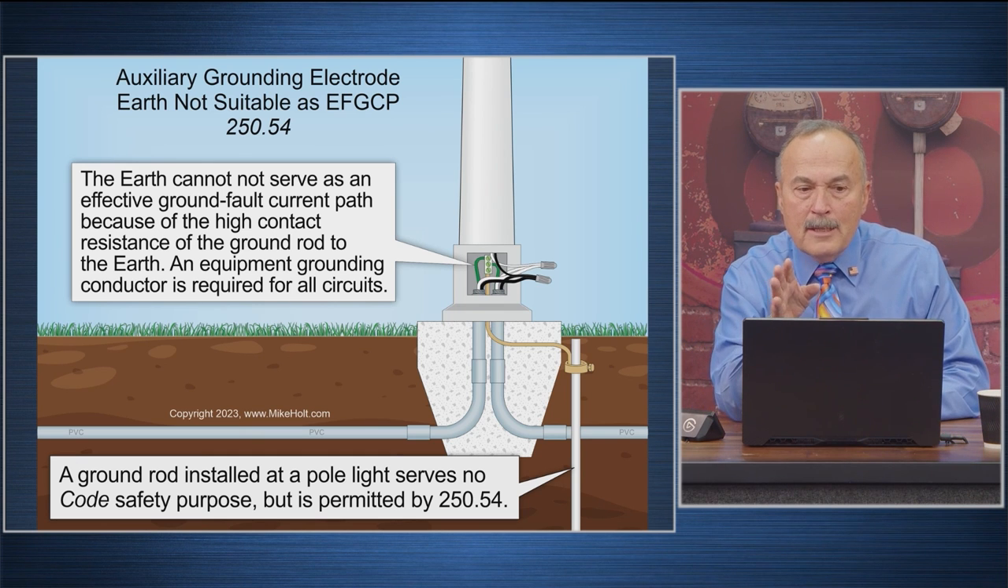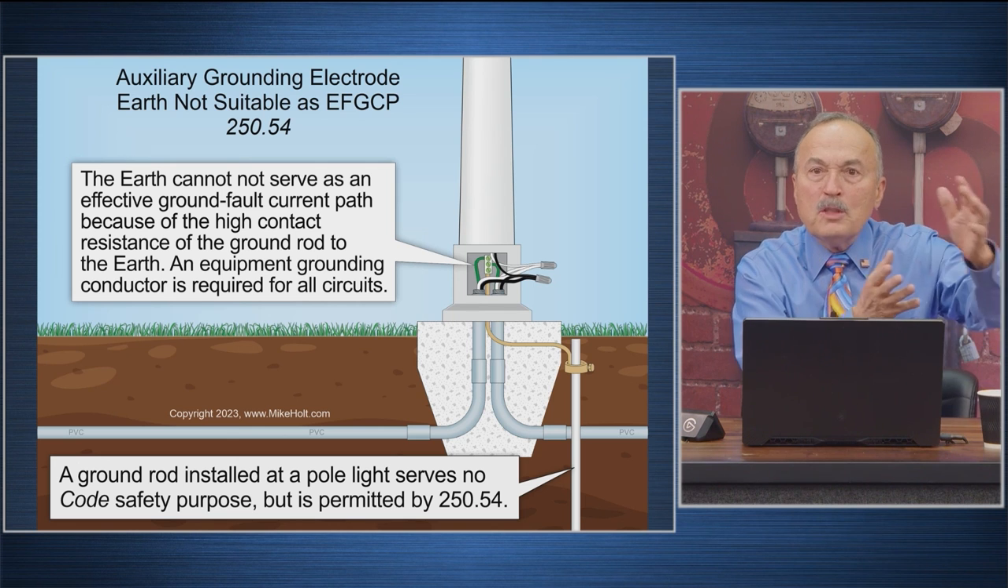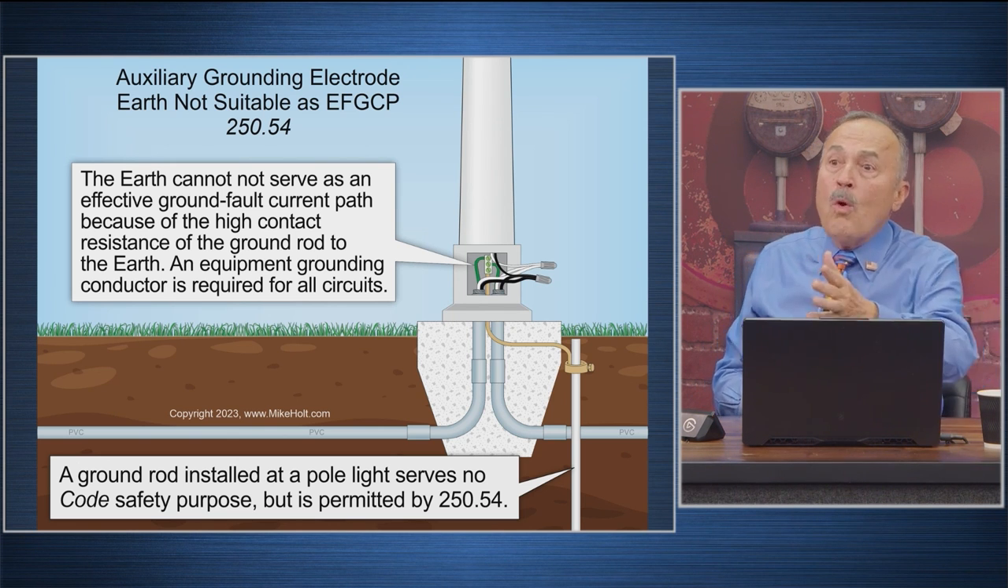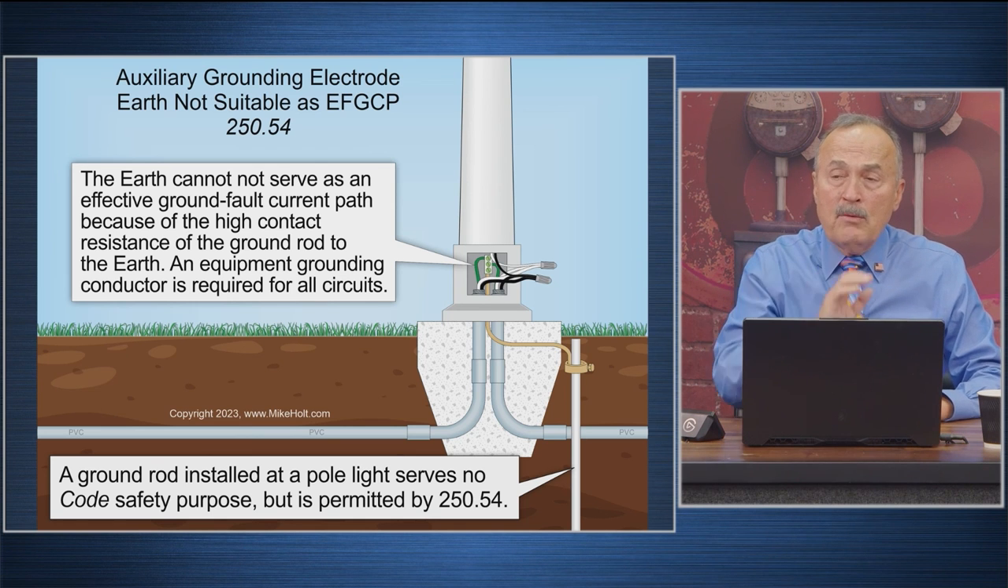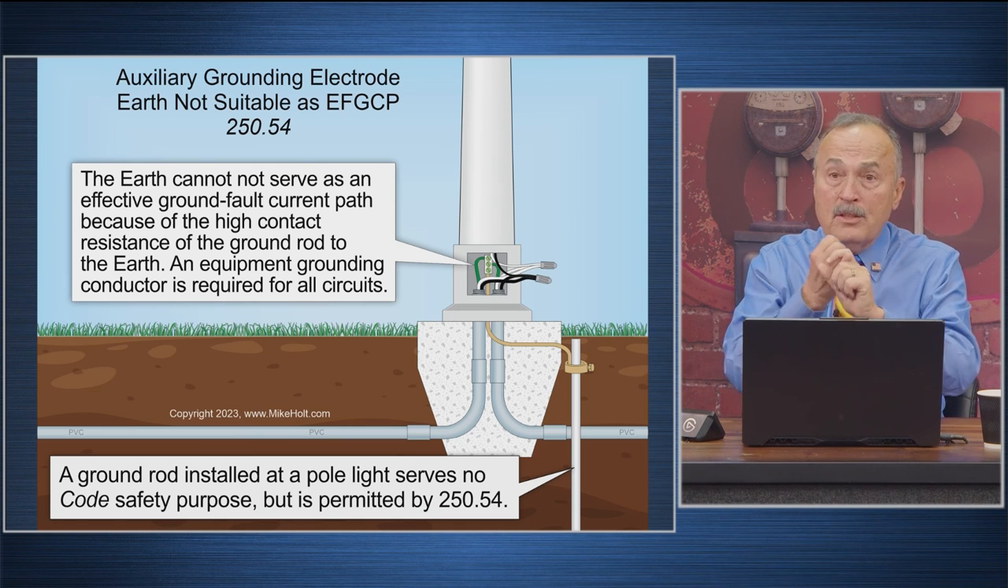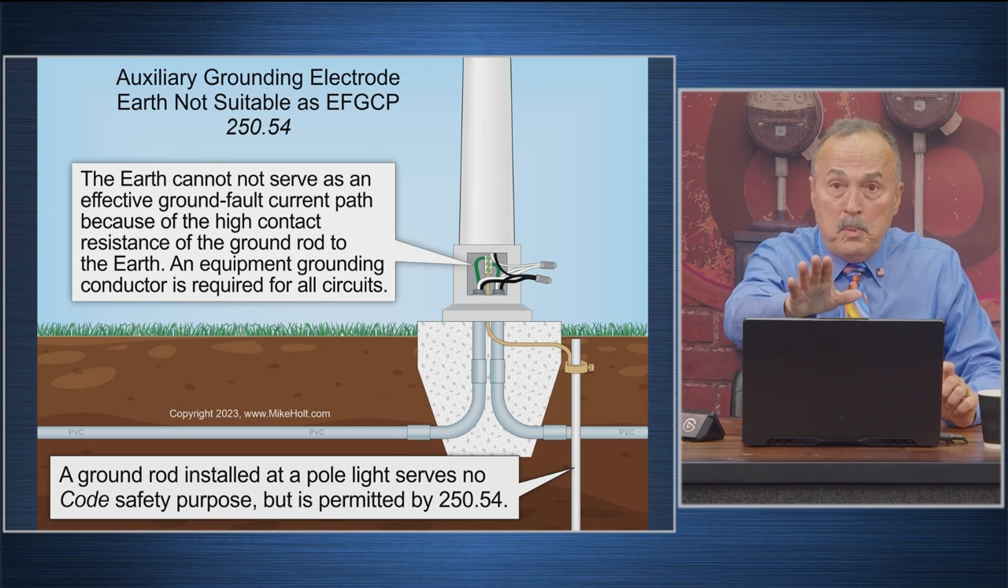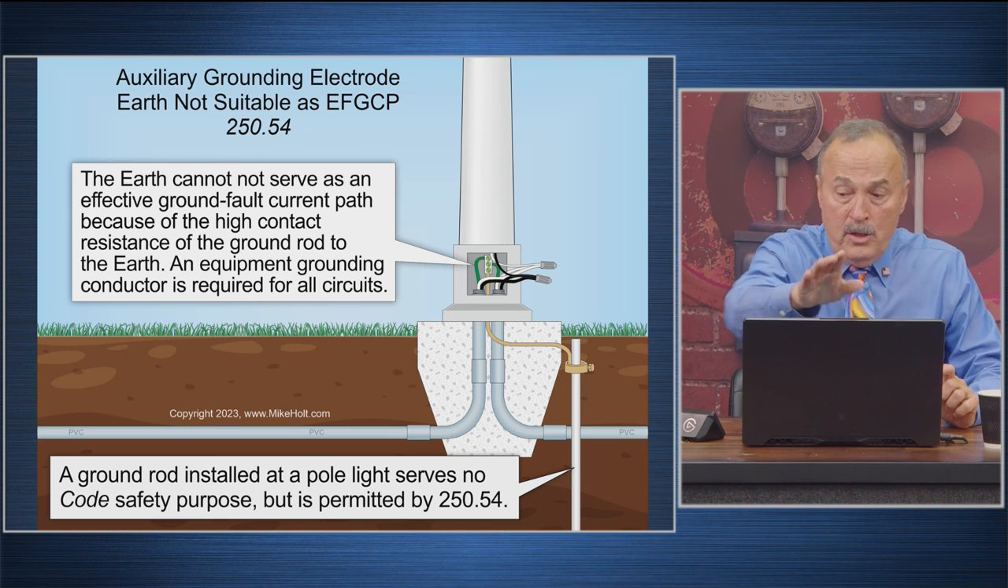Now, let me explain what he said there. He said, but, which means the first part was something. The first part was saying, hey, if you want to, not required, you can have a supplemental electrode, but you don't have to have it connected to other electrodes. It doesn't have to be sized to 250.66. It doesn't have to have the 25 ohms. But you can't use that supplementary electrode to serve as an effective ground fault current path. And so that was put in at some cycle that I didn't know when that was. Okay, so reminding us what it is.